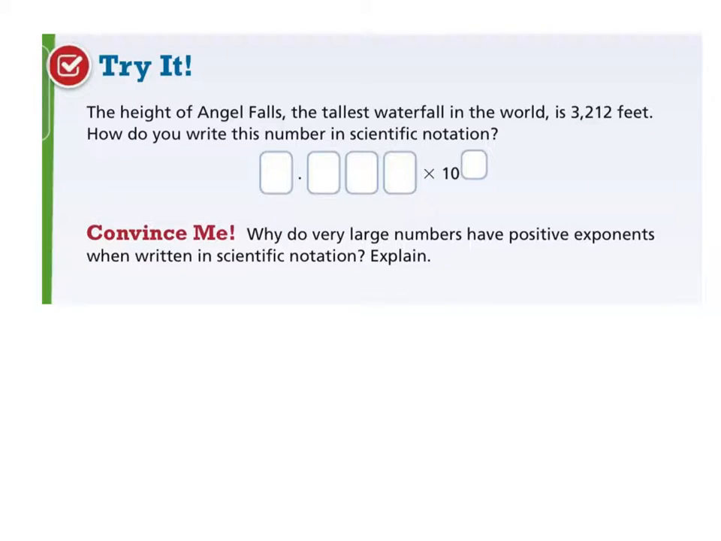So if we look at the triad, the height of Angel Falls, the tallest waterfall in the world, is 3,212 feet. How do you write this number in scientific notation? Okay, and let me start by saying this number is not very big, so there probably would not be one we would normally put in scientific notation, but we'll go with it. It's okay. So the deal is, like we talked about at the beginning, we want one number that's not zero and then the decimal point.